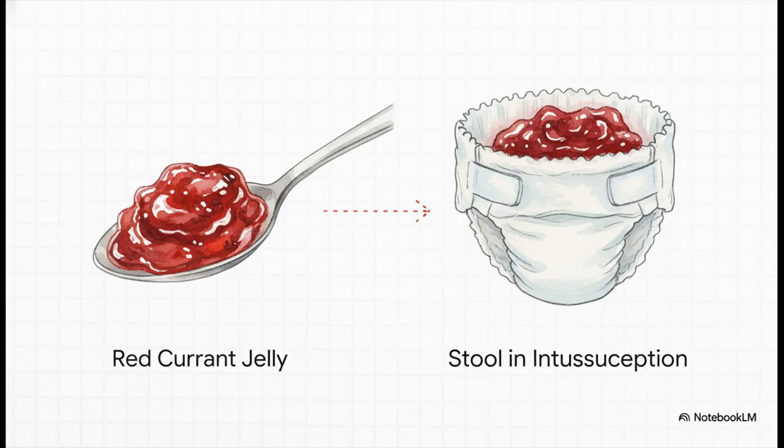And here it is, our next huge NCLEX memory anchor. If you see the phrase red currant jelly stool, your brain should immediately scream intussusception. So why does it look like that? Well, that telescoping action causes inflammation, which leads to bleeding and a ton of mucus production in the gut. All of that mixes together with the stool to create this very unique classic sign.